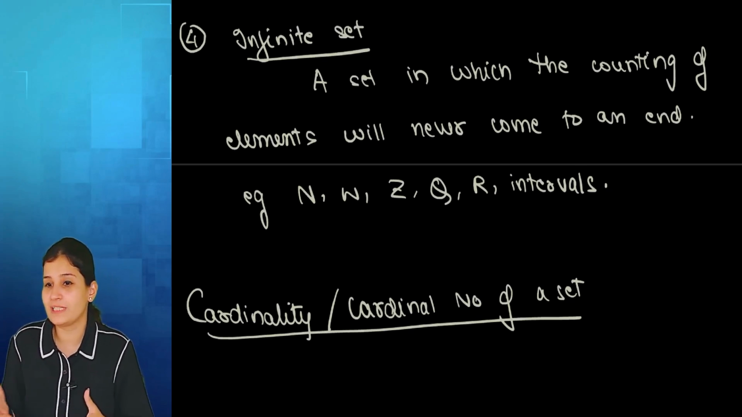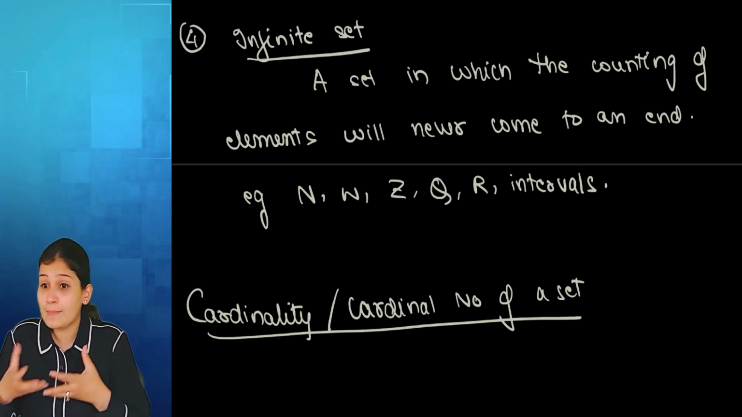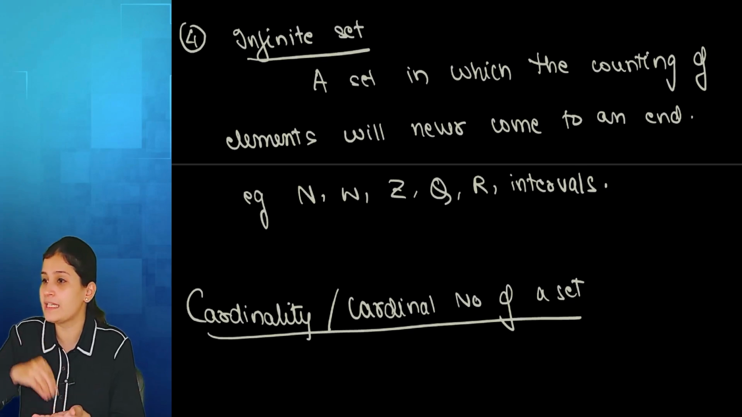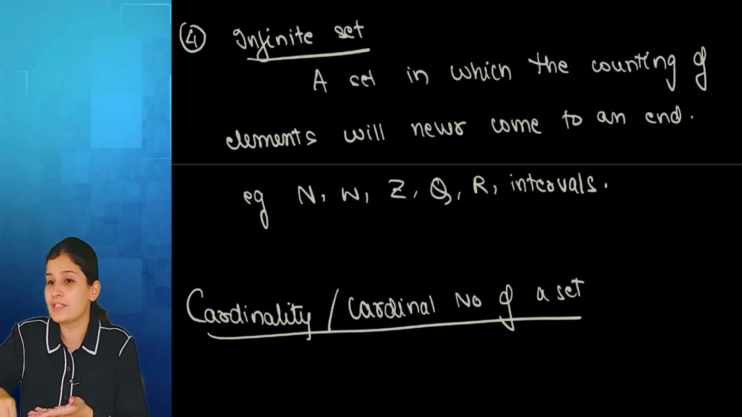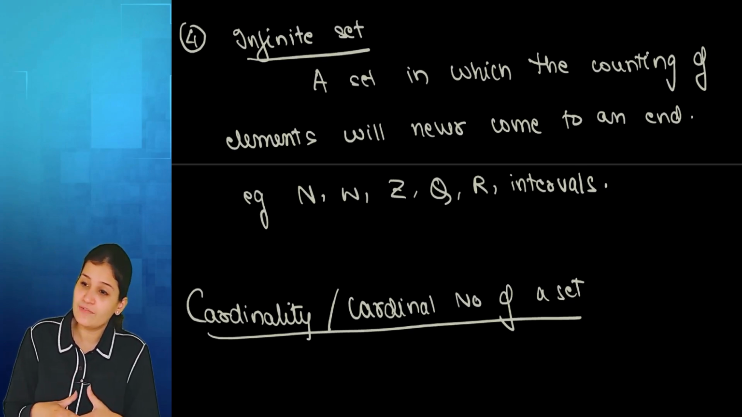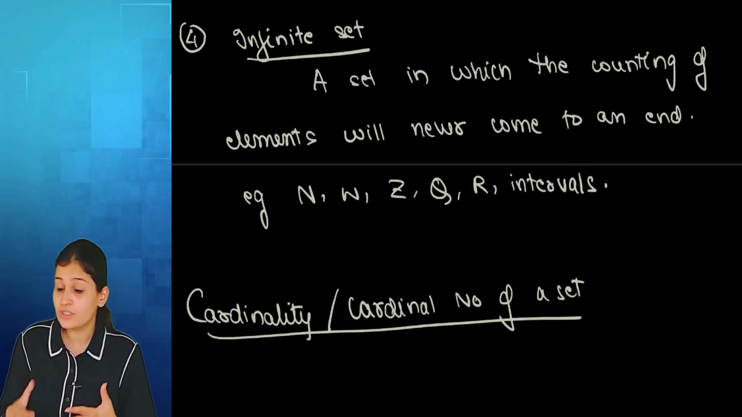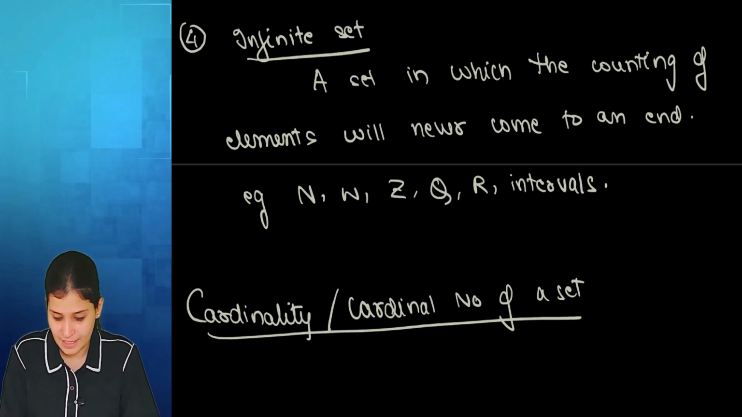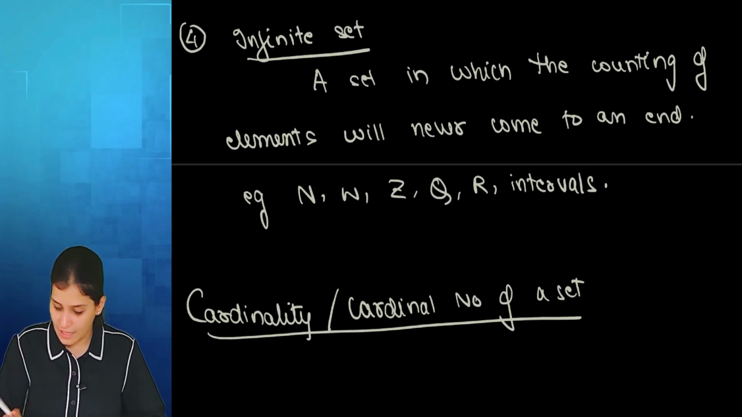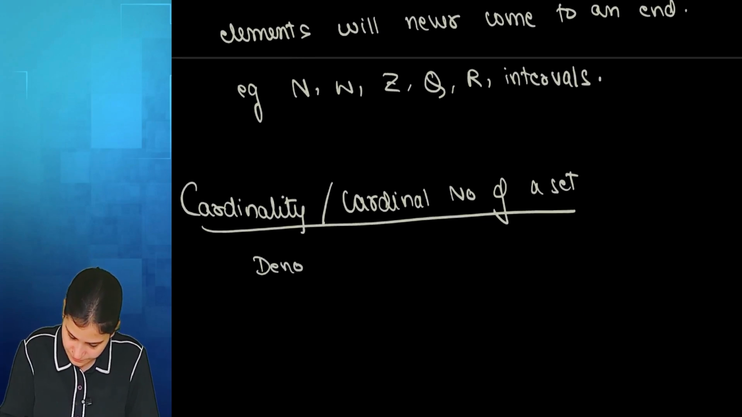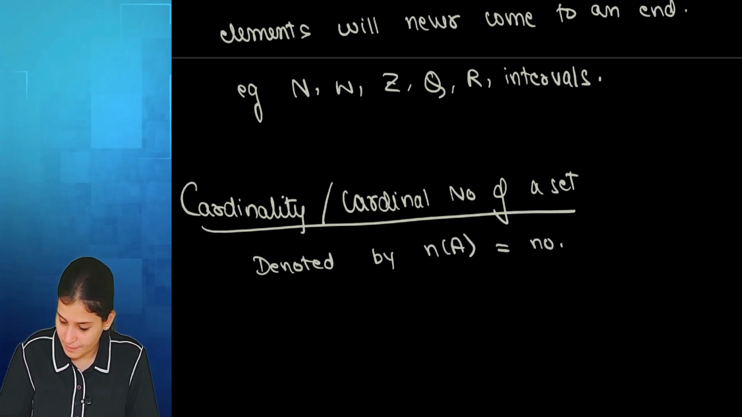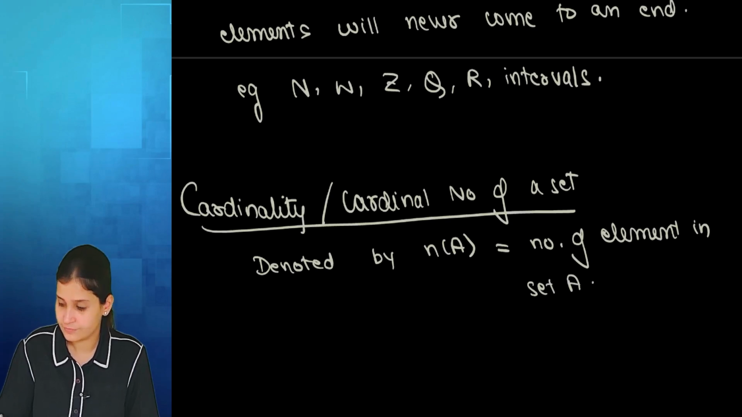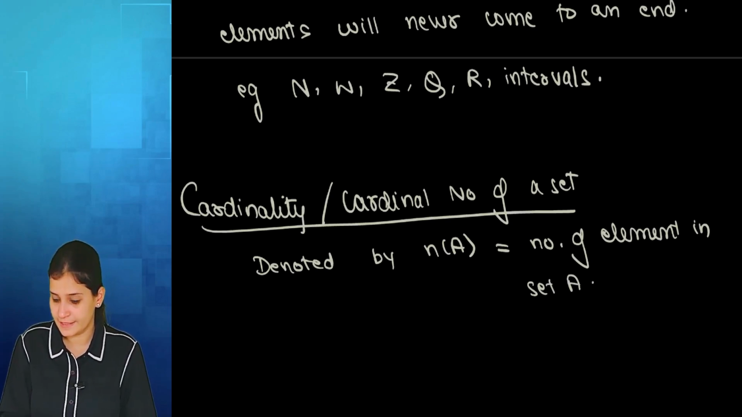So, natural numbers smaller than 100. What is the count? 99. So you came up with an answer that there are these many elements in the set. This counting is known as cardinality. Cardinality of a set, or cardinal number of a set, denotes how many elements are present within your set. It is denoted by n(A). This means the number of elements in set A.